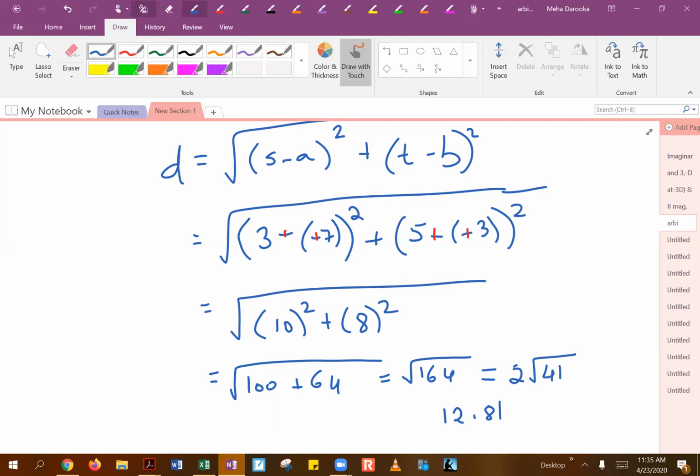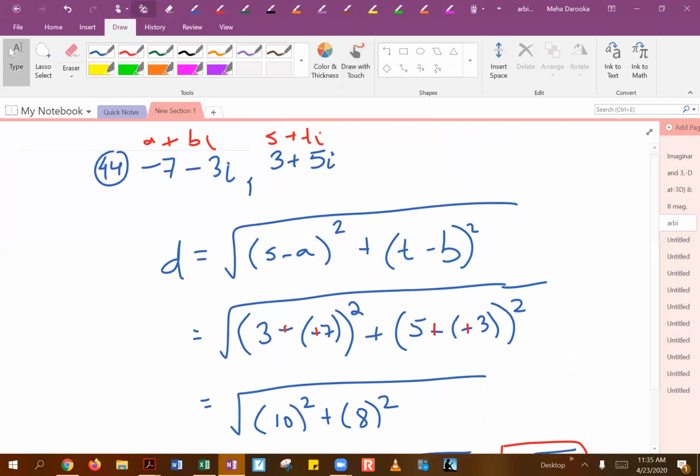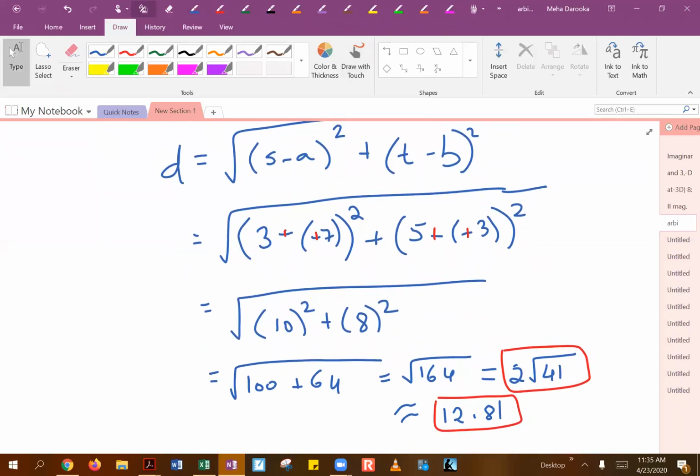Yeah, so basically you can break down that 164 into 4 times 41, and the 4 comes outside as 2. So just look at your instructions and see if they want a simplified radical or a decimal approximation. And I think in the examples they had done rounding to 2 decimal places, but you can again see what your homework problems ask you to do. Alrighty, very good. So did anyone have questions on this one?